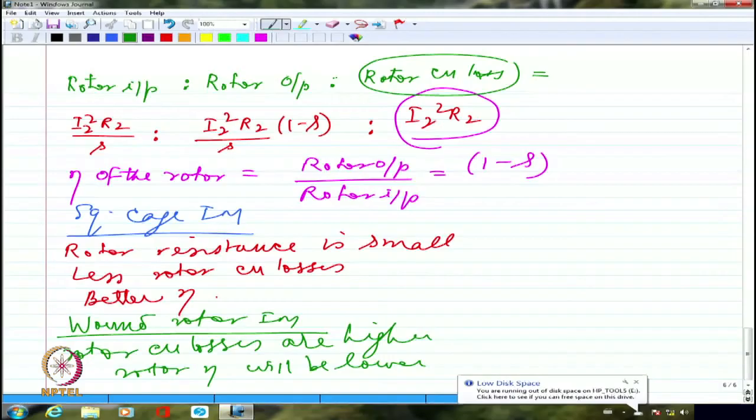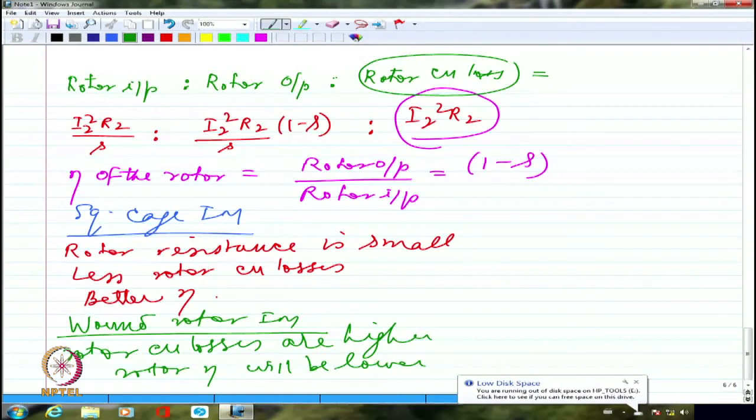Out of it, some chunk has been eaten away by the stator copper loss. Some chunk has been eaten away by the stator core loss. Rest of it goes towards the rotor. And I am equating that to I2 square R2 by S. It is my fictitious statement. I can write that as E2 I2 cos phi 2. Who cares? That is also true. E2 I2 cos phi 2 is actually the power that is going into the rotor. The same thing will come out to be I2 square R2 by S if you actually calculate the whole thing.